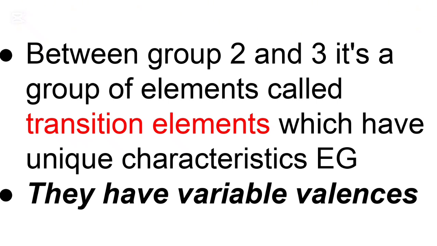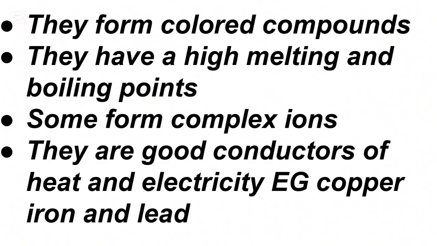For example, when you talk about copper, copper does not have one valency. We have copper 1 and we have copper 2. So those are 2 valencies. That is one of the unique characteristics of the transition elements. These transition elements also form colored compounds. They do not form colorless solutions, but their compounds are normally colored. They have very high melting and boiling points. Some of them form complex ions. We shall learn about complex ions in Form 4.